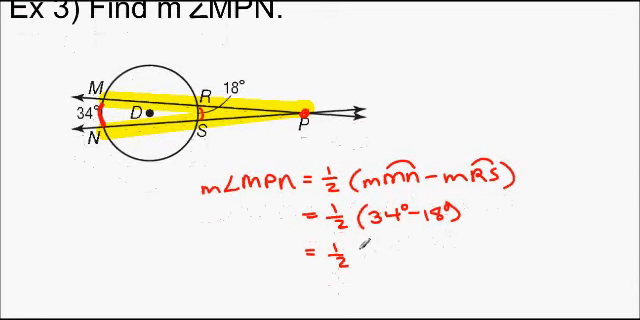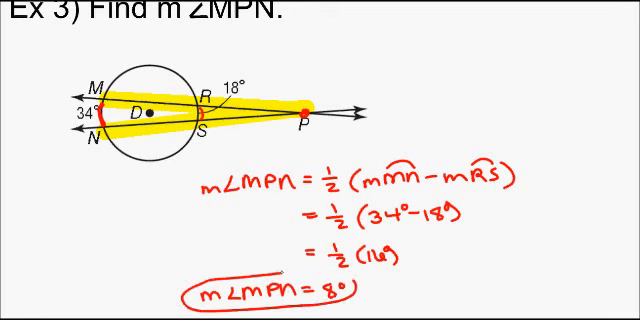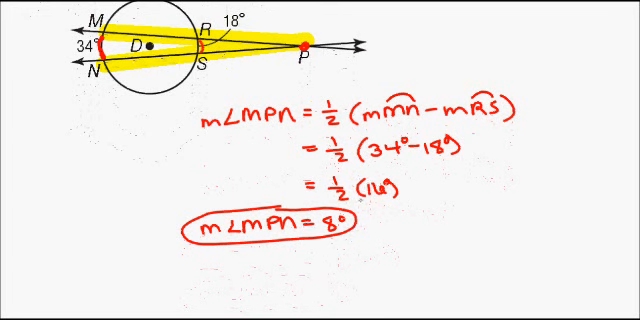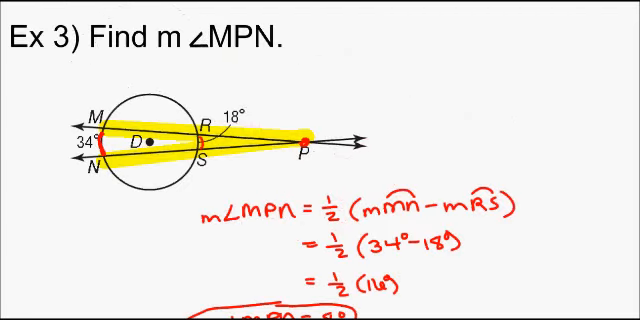34 minus 18 is 16. So that means that the measure of my angle, so measure of angle MPN, is 8 degrees. Okay? So just plug into your formula, multiply by that 1/2, and you get 8 degrees. And that wraps up lesson 5.